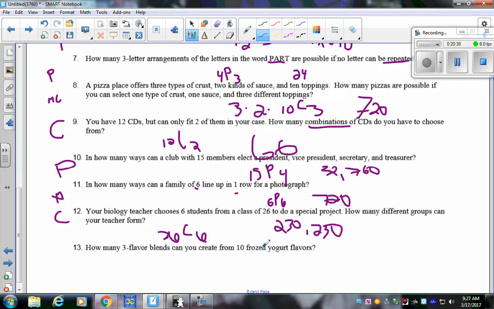How many 3-flavor blends from 10 froyo flavors? Combination, okay? It's in the bowl. 10C3 is 120.